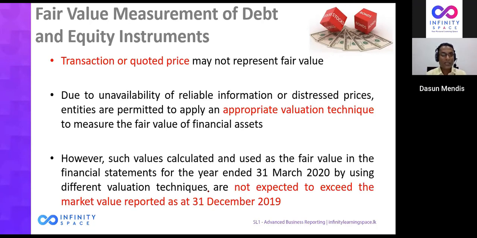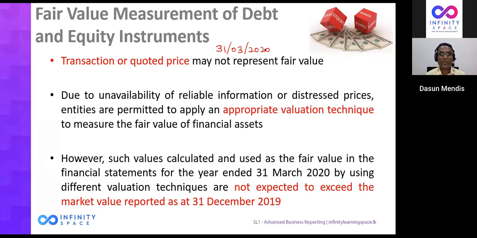Now, when you are measuring the fair value, the guidance is given in SLFRS 13. So SLFRS 13 says that you have to use the quoted price for the identical asset in an active market. Now, when it comes to the current financial year end, what is the current financial year end? 31st March 2020, that is the financial year end of HCL, you have a problem.